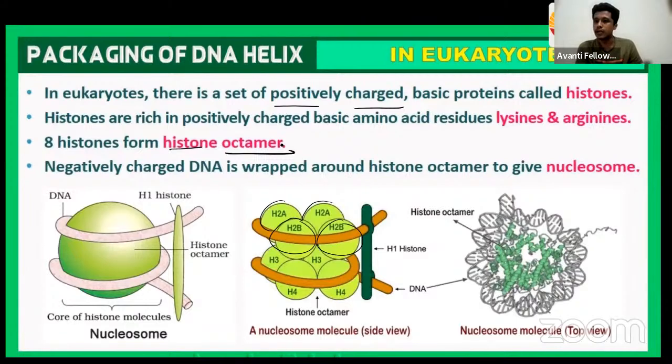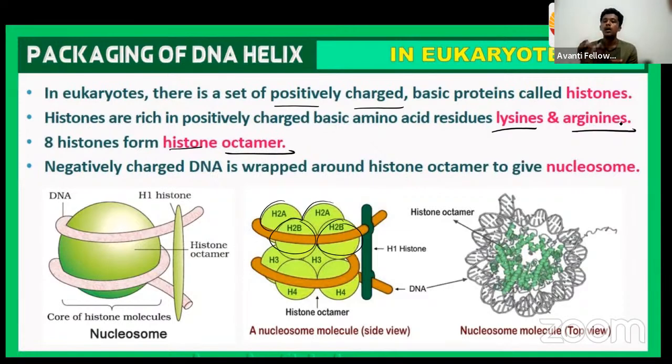So what do these histones contain? Histones contain a very high amount of lysine and arginine in their amino acids. Histones are proteins, and proteins are made up of amino acids, so the nature of the amino acids determines the nature of the protein. It's as simple as that. Lysine and arginine are the best examples of positively charged amino acids. So if the amount of lysine and arginine is very high in a protein, then obviously it becomes positively charged.